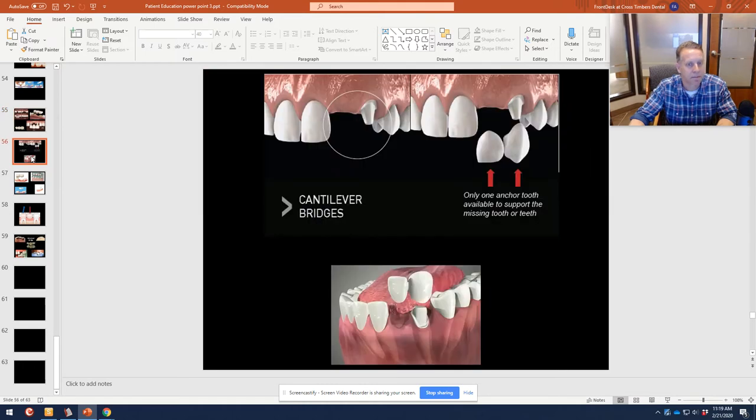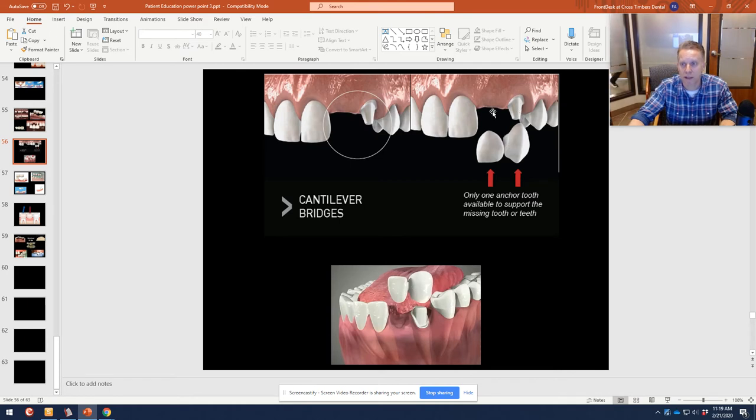Let's see, what's next? Cantilever bridges. These are used occasionally, not that often. A cantilever just means, like that first slide showed, that one or more teeth are going to be holding the bridge, but there's going to be a wing, almost like a springboard, hanging off to the side of where the fake tooth is going to go.